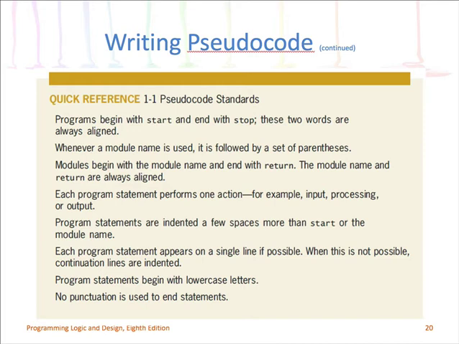You have rules. Program statements, program keywords typically appear in all lowercase. And here it says there's no punctuation used to end statements. That is when you're writing pseudocode. As I mentioned earlier, when you convert this to a programming language, there may be, quote, punctuation that is used. For example, in C and Perl and those types of things, typically you need a semicolon to designate the end of the statement.